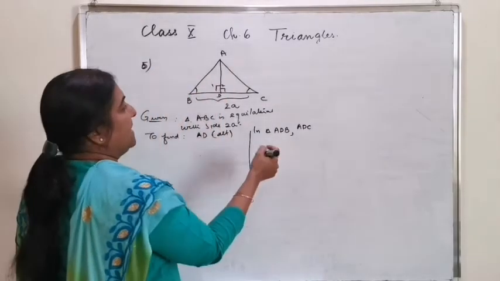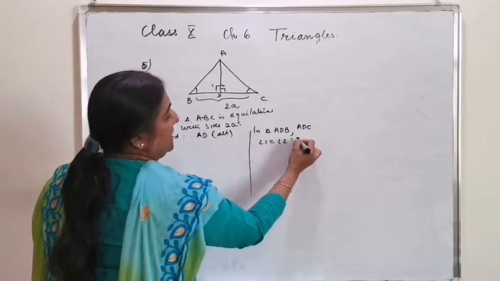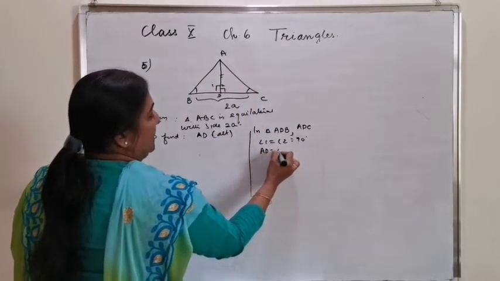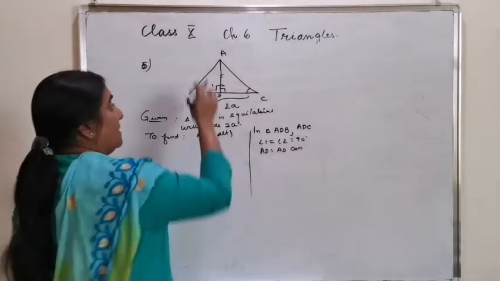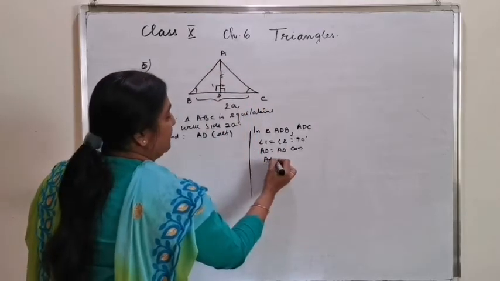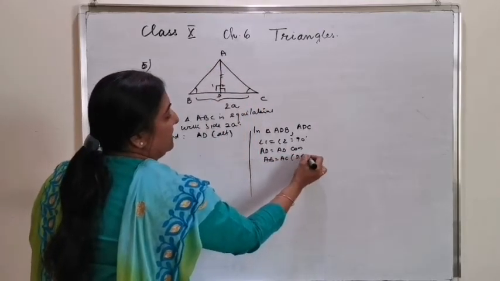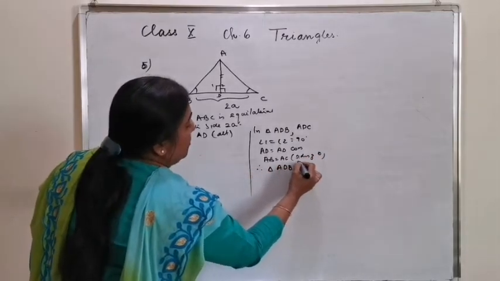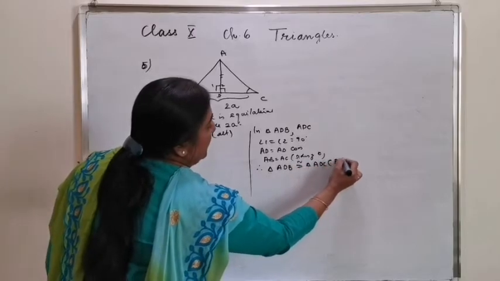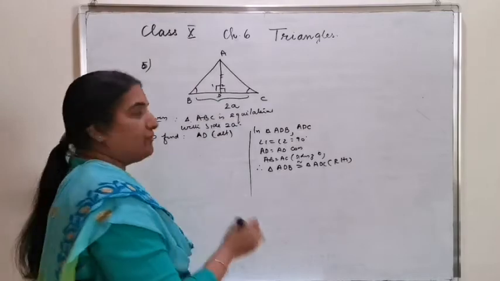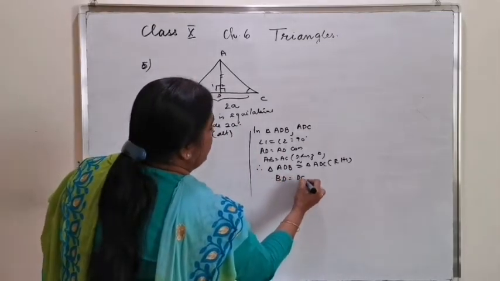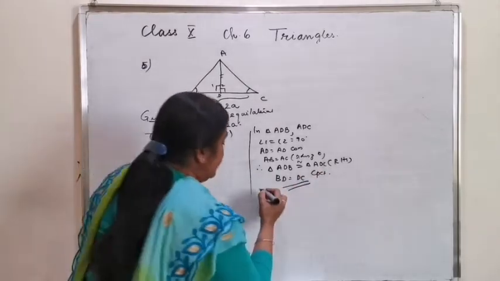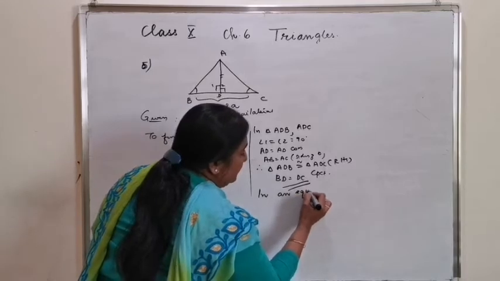In triangle ADB and ADC, angle 1 is equal to angle 2 is equal to 90 degrees. Then AD is equal to AD, common. AB equal to AC, the sides of equilateral triangle. Therefore, triangle ADB is congruent to triangle ADC by RHS congruency. From there, the lengths BD and DC are equal as CPCT.